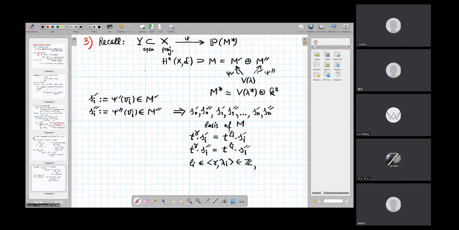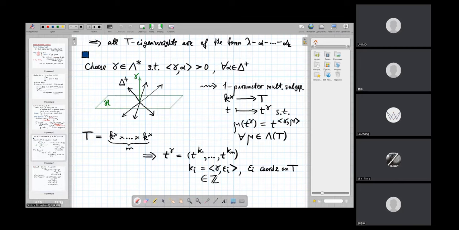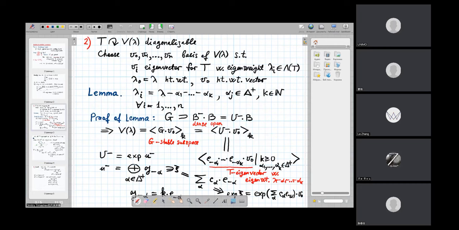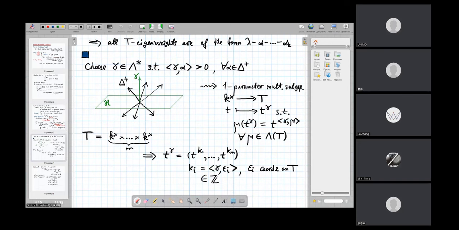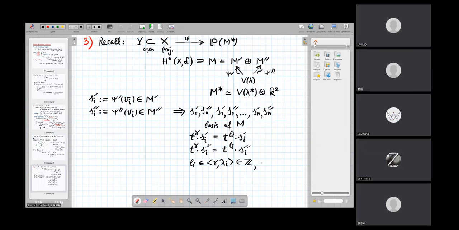And actually, let me recall to you that each of these lambda I's is obtained from lambda by subtracting positive roots. And our vector gamma in the dual lattice takes positive values on positive roots. So this means that L naught is strictly greater than L1, etc., Ln. Okay? So this is how this one parameter subgroup acts on the basis of M consisting of these eigenvectors for the maximal torus T. Okay?